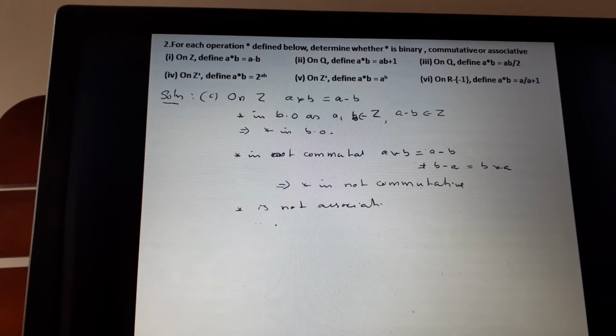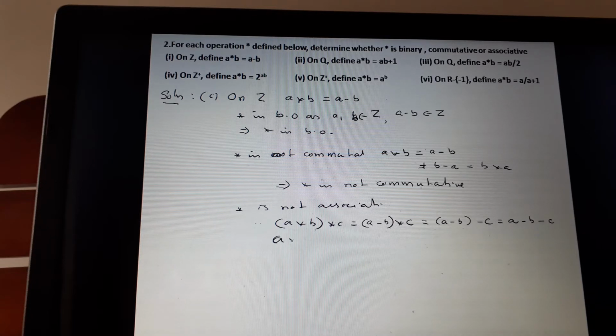For example, (A star B) star C, by definition, is (A minus B) star C. So this is the same as (A minus B) minus C, but this can be written as A minus B minus C because there is no bracket here. The bracket is here, therefore you can remove it. So this is one thing.